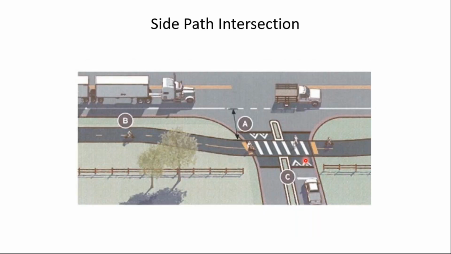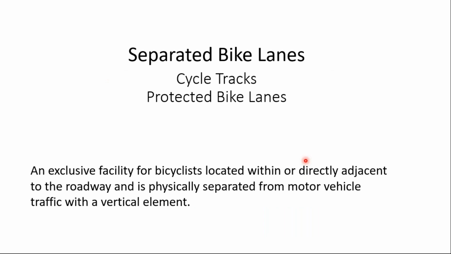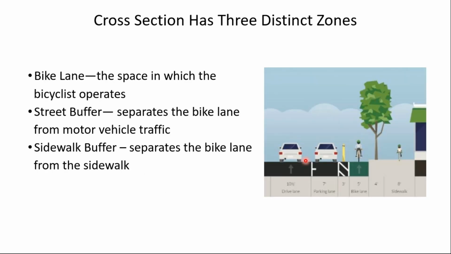Okay, thanks. And great questions, I appreciate them. So let's see, I mentioned separated bike lanes. Over the years they've been called cycle tracks or protected bike lanes, but I think currently the most common usage is separated bike lanes, which are an exclusive facility for bikes located within or directly adjacent to the roadway, but physically separated from vehicular traffic with a vertical element. And we'll look at what those vertical elements might be.